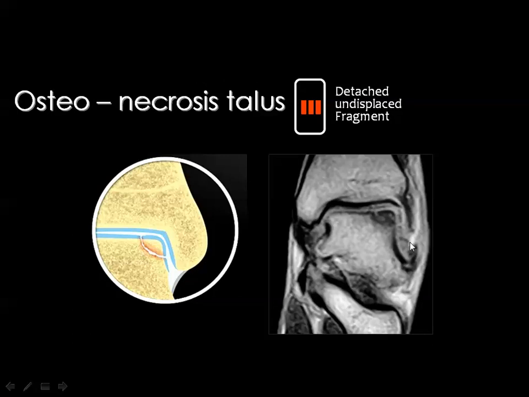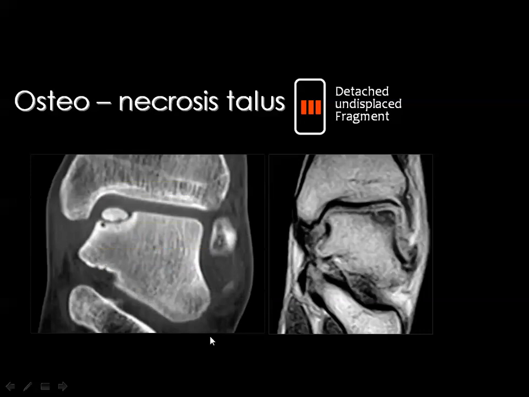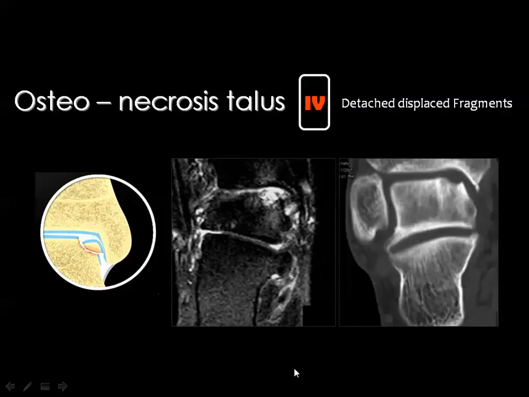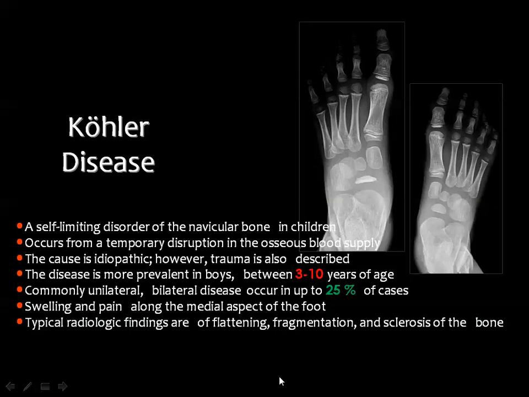When the dead bone is separated, then you are dealing with stage 3, and this is an example by MRI, and this is also an example by CT, coronal reformatted image. When the separated bone has been displaced from its site, then you get a defect in the bone, which is appreciated by MRI and also by CT, and then you are diagnosing stage 4 avascular necrosis of the talus.